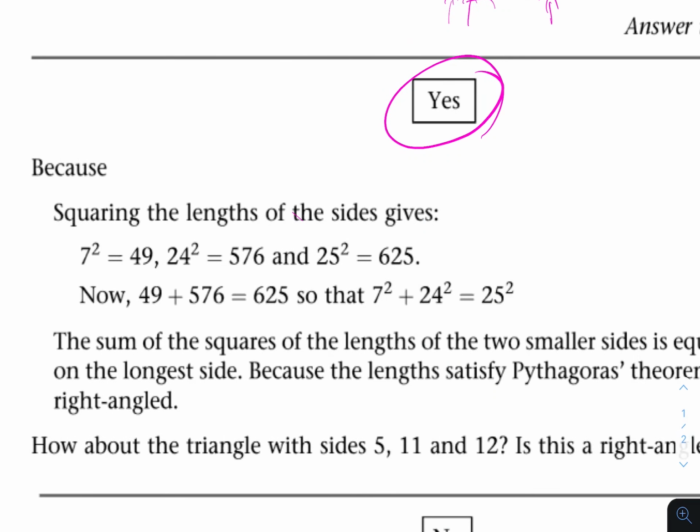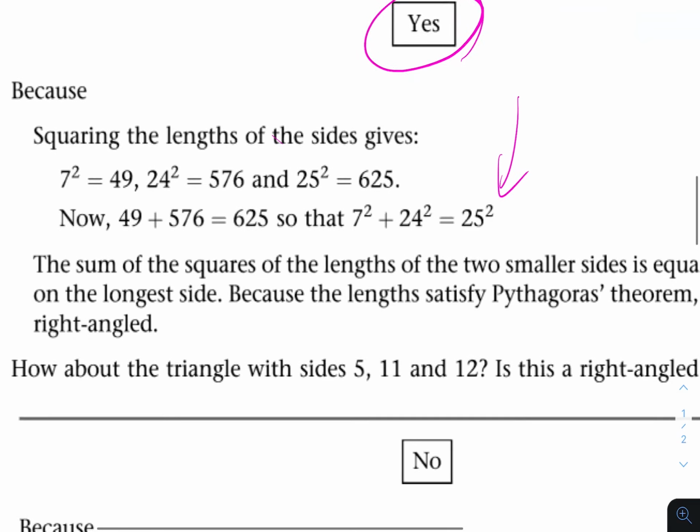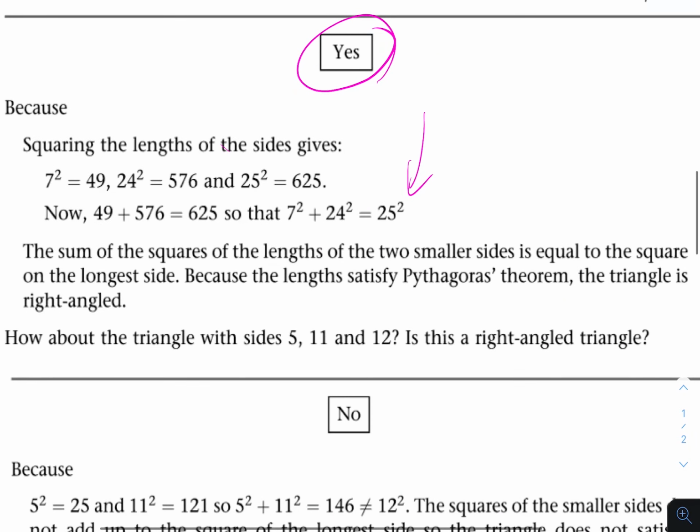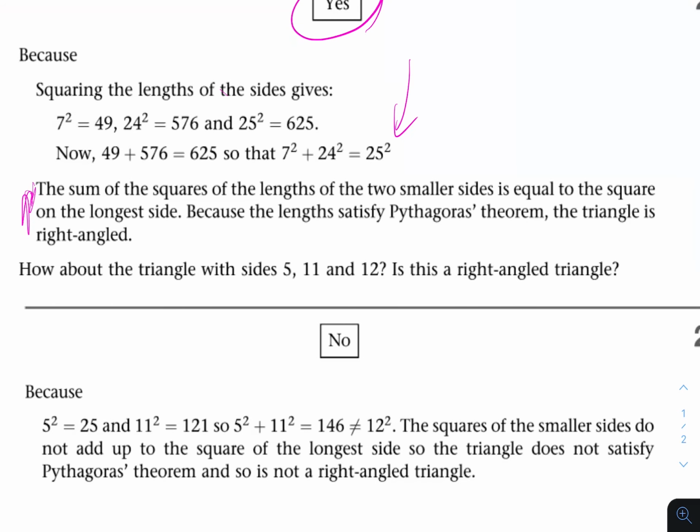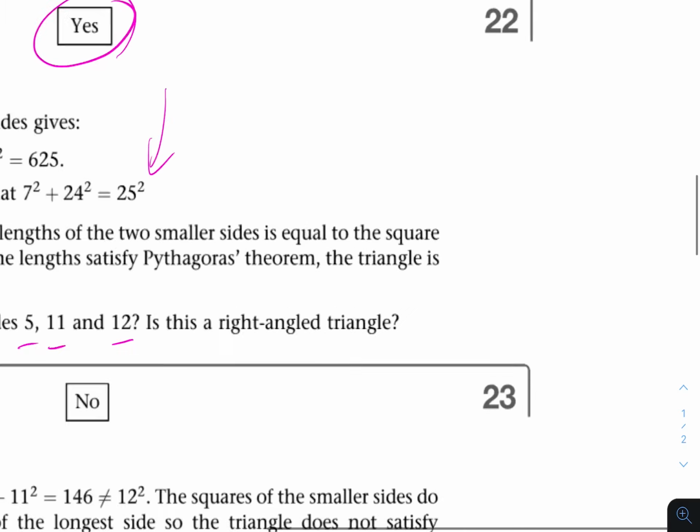Squaring the lengths, and it just explains it here, which is what we just went through, that's fine. The sum of the squares of the lengths of the two smaller sides is equal to the square on the longer side. Because the length satisfies Pythagoras' theorem, the triangle is right angled. Yep, that's fine. We got that. How about the triangle with sides 5, 11, 12? Is this right angled? Let's do the same again.